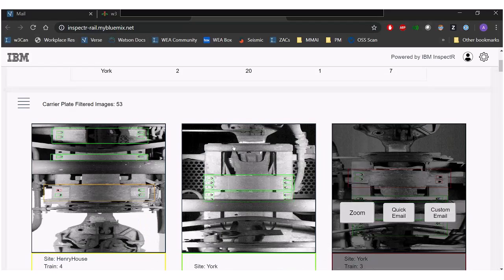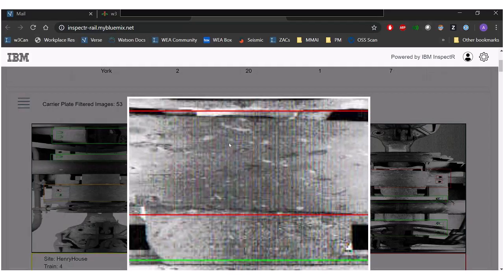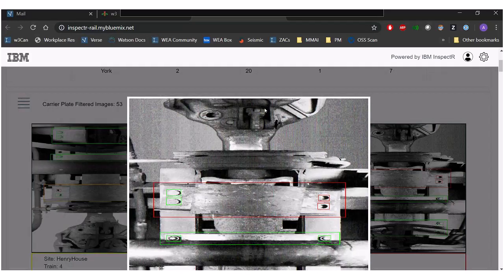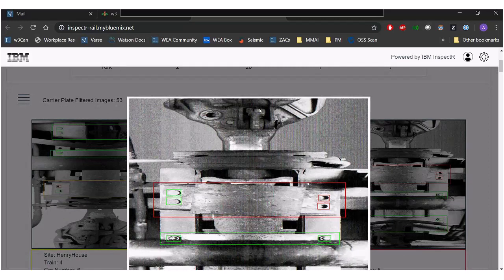Here's another example of where the train coupler is defective. On the top plate there are two bolts that are entirely missing, and this is an even more severe situation where they're required to take that car off of the line immediately just to be compliant with the regulatory standards.